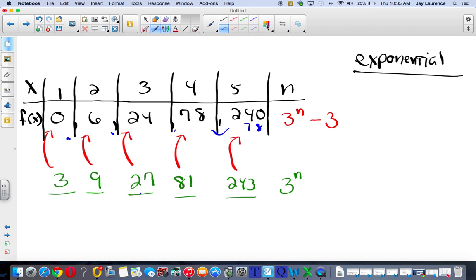And it's f of x equals 3 to the power x minus 3. There's your function itself.